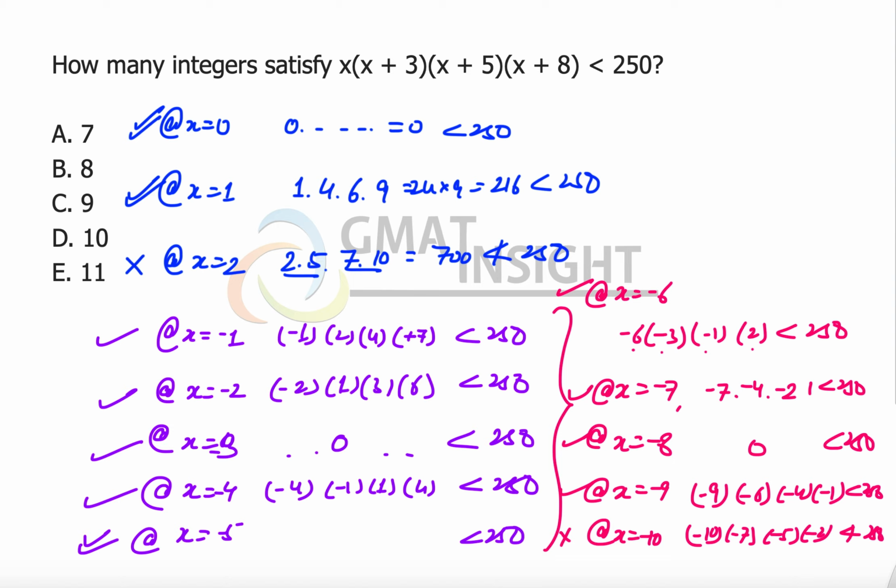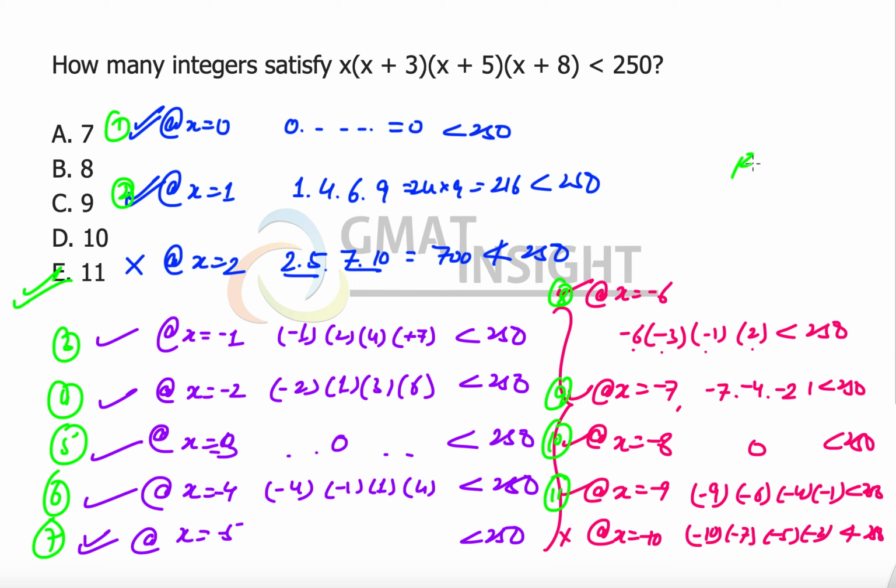That means the acceptable values of x that we have got so far will be 1, 2, 3, 4, 5, 6, 7, 8, 9, 10, and 11. So manually we have been able to achieve our answer, and the answer is option E. There are 11 integer values of x that satisfy this expression. So it was a lengthy way, but it's the safest possible way to answer such a question. I hope you enjoyed. Thank you so much.